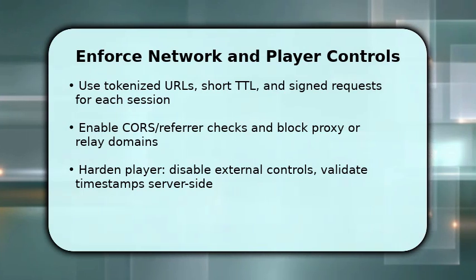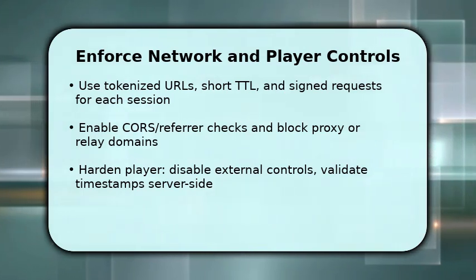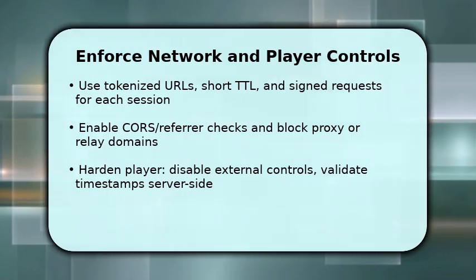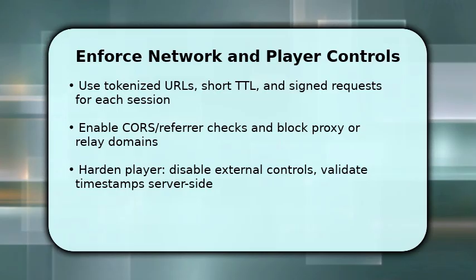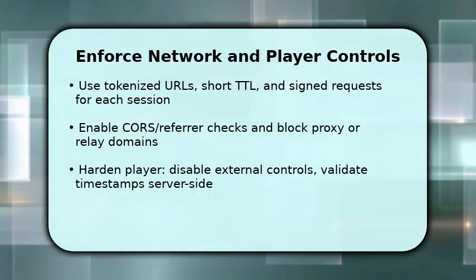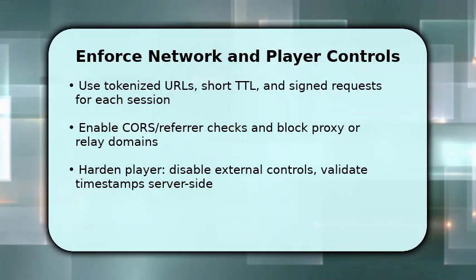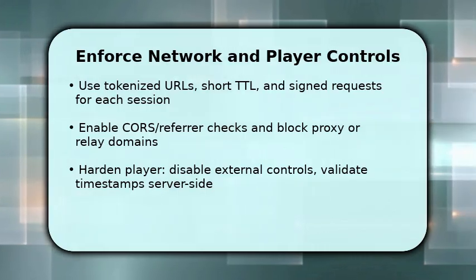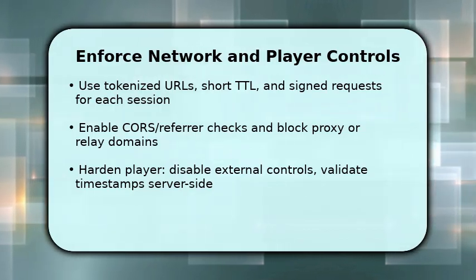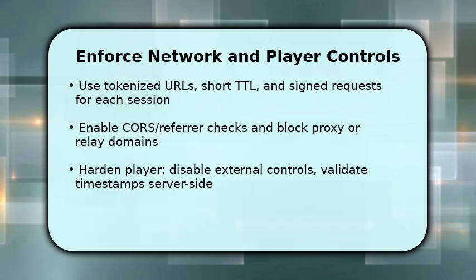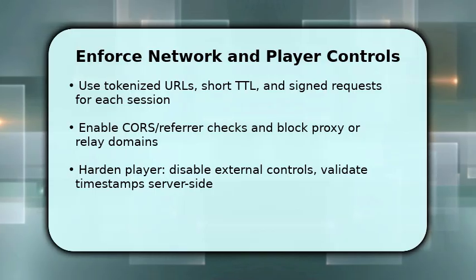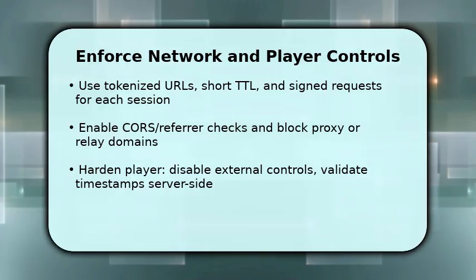Next, secure the streaming and playback chain. Use tokenized URLs with short TTL and signed requests so forwarded links expire quickly. That stops casual link sharing. Add CORS and referrer checks to reject cross-origin relays and block known proxy or CDN relay domains at the firewall. Harden the player by disabling external controls and validating timestamps server-side so clients can't fake positions. These measures reduce the technical ability to forward streams and make unauthorized forwarding fail silently.